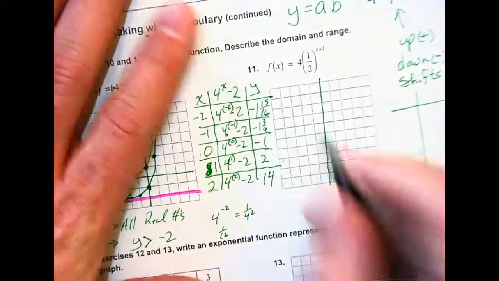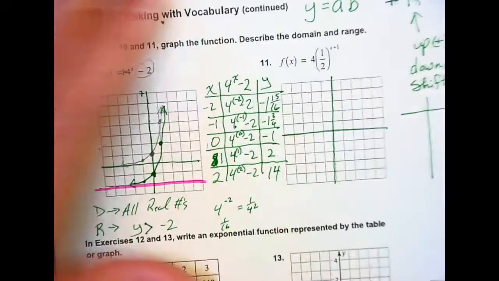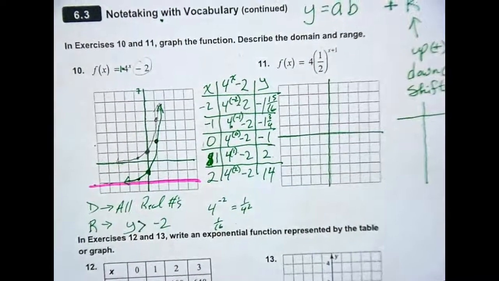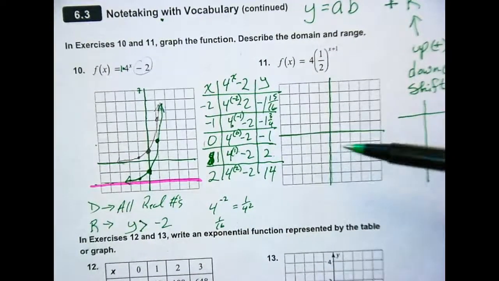Okay, which way is it going to shift it? Left. It's going to shift it left. How many units? 1 unit. So it's going that direction, 1 unit. All right.